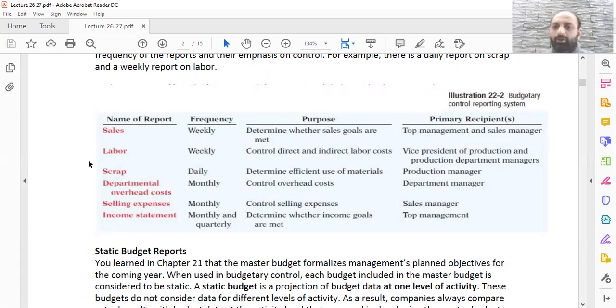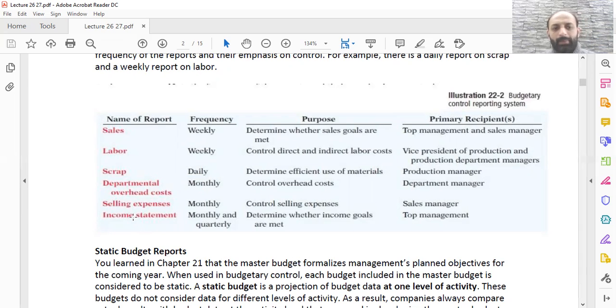Similarly, for labor, you will have the vice president of production and all the production department managers. For scrap, you want to make sure you keep an eye on it daily. The reason is that you want to make sure your material usage is efficient and there is no wastage in it. So obviously you want the production manager to keep a close eye on it. A daily report goes to the production department manager, and surely you will say that monthly or quarterly the top management should also have a look at the performance of the production department: how much waste there is, how much scrap is being generated, how efficient the production of the company is.